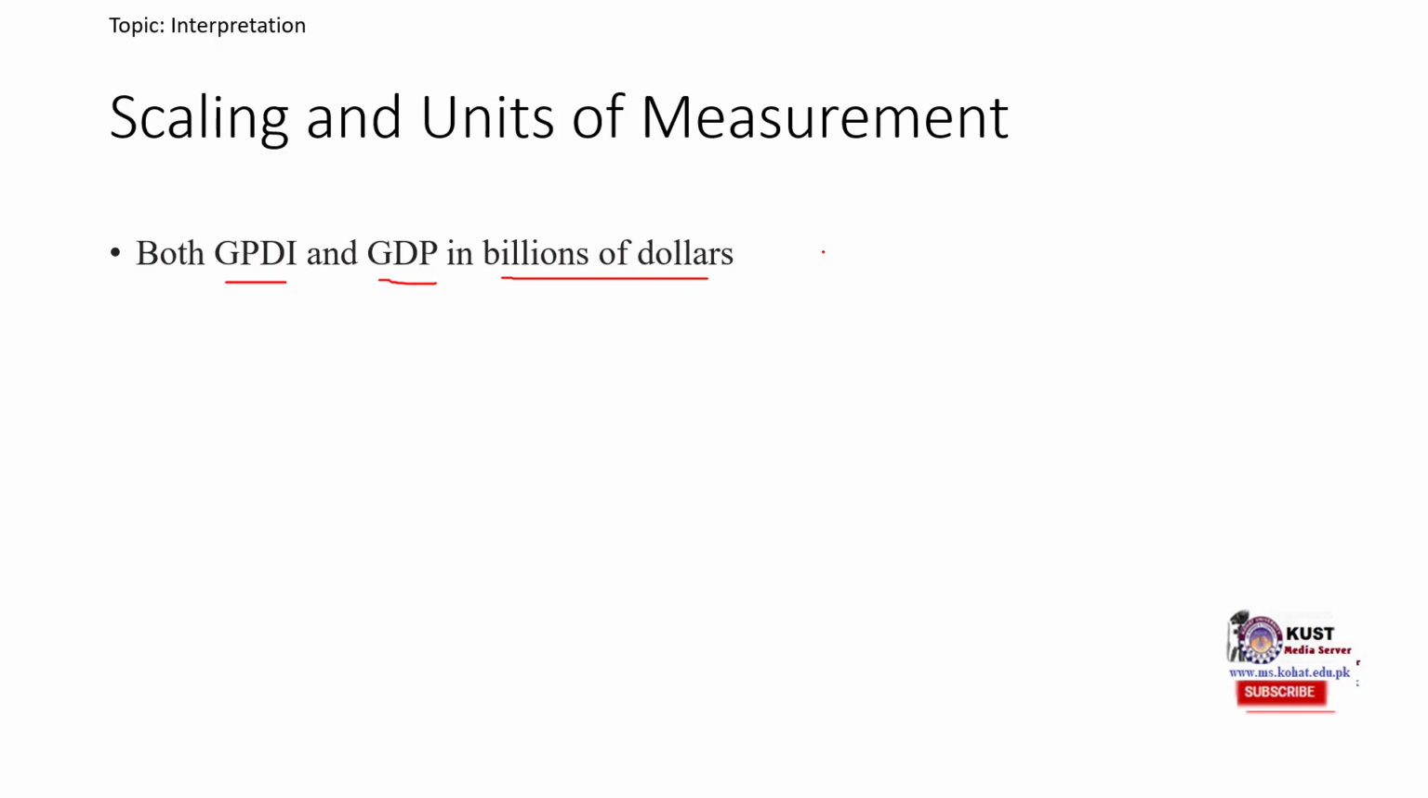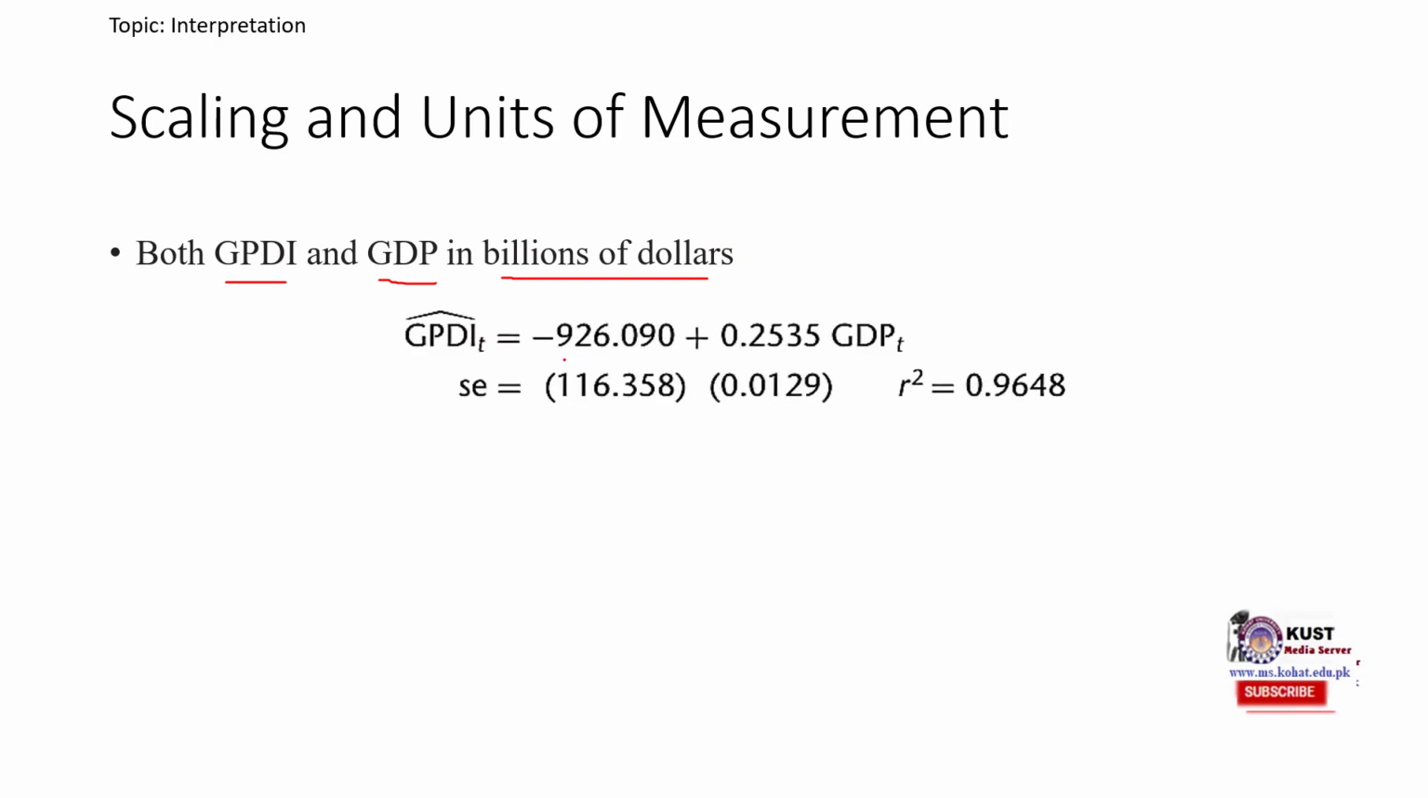Now when we run the regression, we use our formulas to find the values. We would get these values. Currently we are interested in, say, these values. So how do we interpret these values? This 0.25 means that when the GDP increases by 1 unit, the gross private domestic investment would increase by 0.25 units.